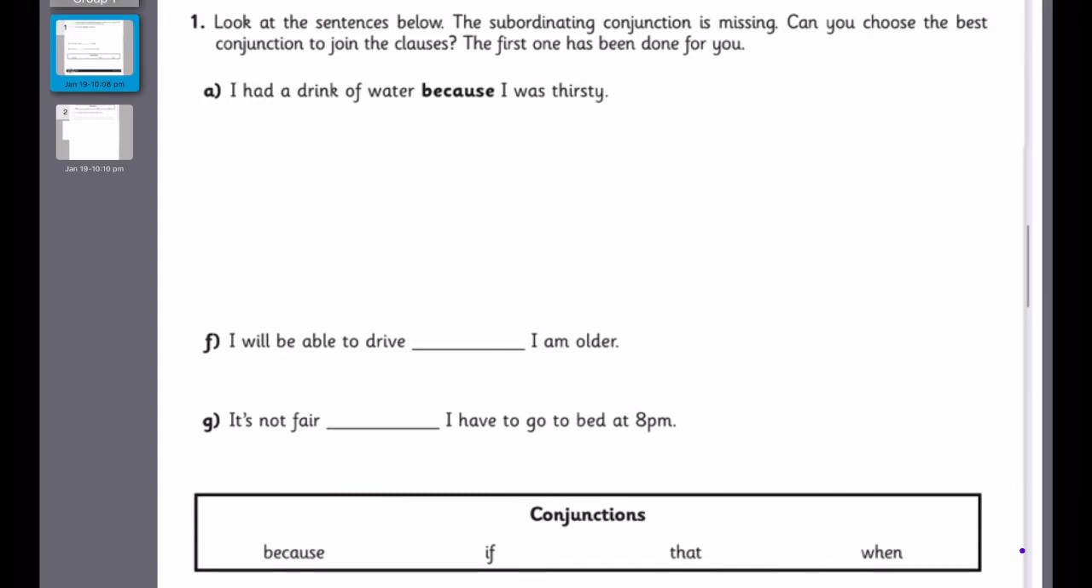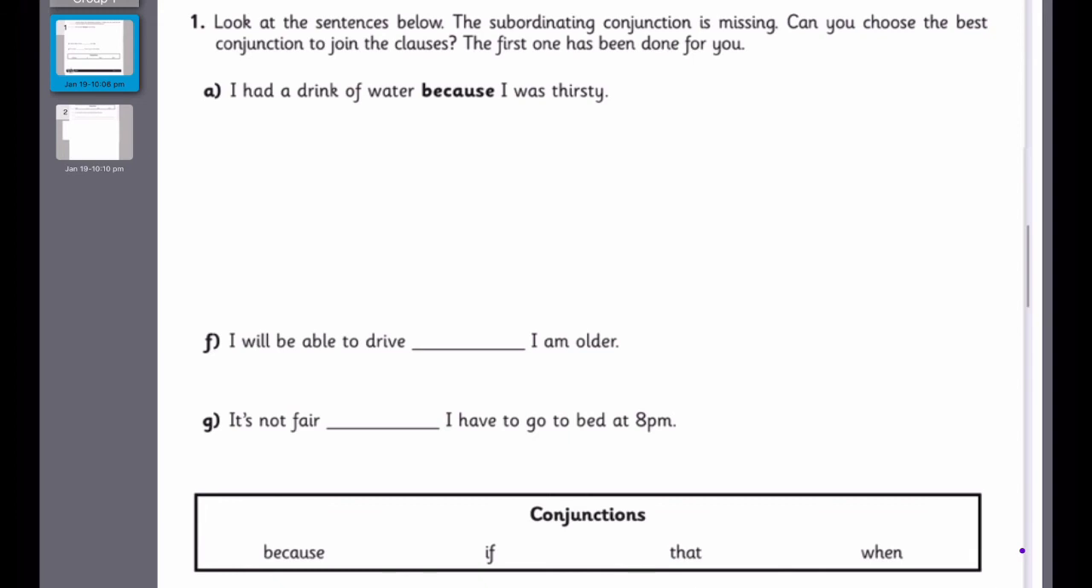Your learning challenge today, Year 2, is to look at the sentences on your sheet. The subordinating conjunction is missing. Can you choose the best conjunction to join the clauses? The first one has been done for you. The conjunctions that you need are in the word bank at the bottom of your sheet. Let's try the first sentence.